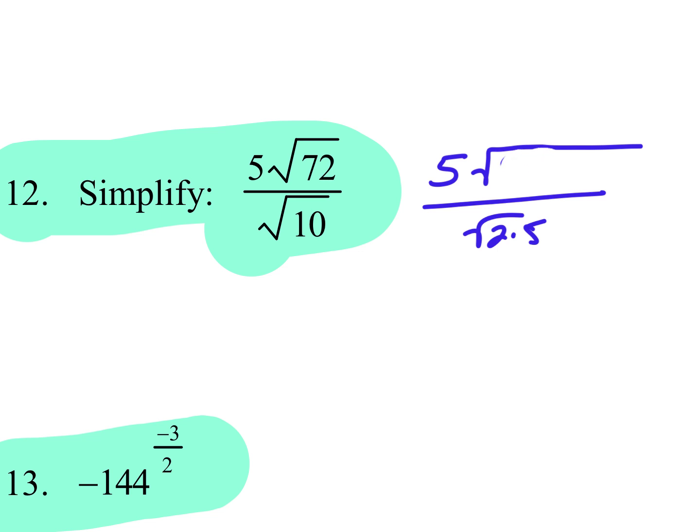What's another way we could have broken this down? I want to go with how you guys are thinking. What's another thing we could have done? 36 and what? 2, okay. Does that help us a lot? Yep. What's another thing we could have done from the beginning?